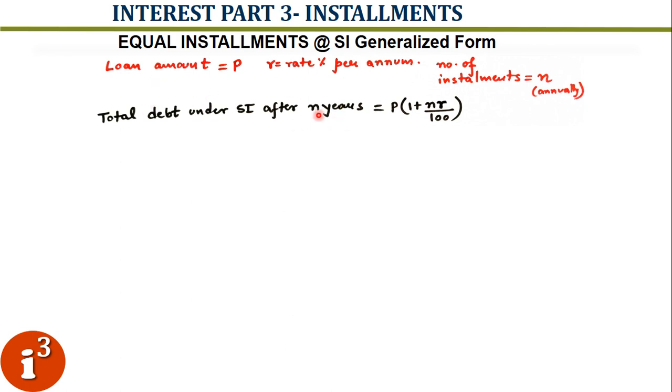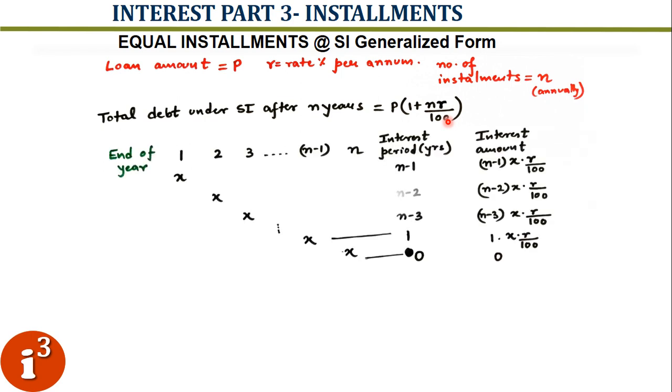So if we are calculating for simple interest, the total debt under SI after n years will be P into 1 plus nR by 100. This is the amount which the bank expects from you after n years. This amount will be equal to the installments plus the interest generated on the installments. So this is how we were thinking. End of year, after 1 year, 2 years, 3 years, n minus 1 years, n years. The installment you give after 1 year, this installment after 2 years, this after 3 years, this after the n minus 1th year, and this after the nth year.